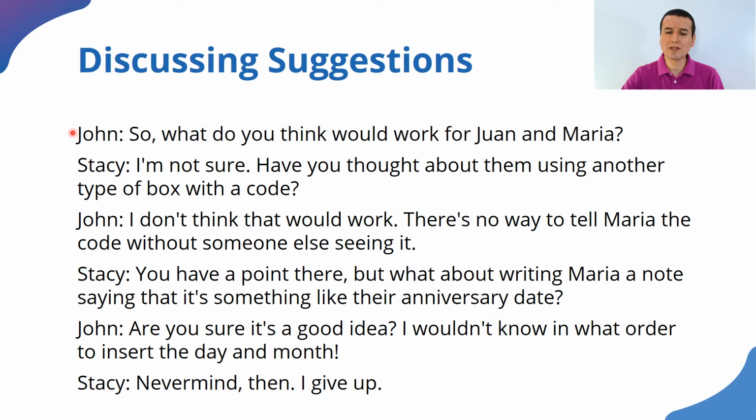John says, "So, what do you think would work for Juan and Maria?" And she says, "I'm not sure. Have you thought about them using another type of box with a code?" And John would say, "I don't think that would work. There is no way to tell Maria the code without someone else seeing it." Stacy says, "You have a point there. But what about writing Maria a note saying that it's something like their anniversary date?" "Are you sure it's a good idea?" he says. "I wouldn't know in what order to insert the day and the month." That is true. We don't know if it's December 1st, 12/01 or 1/12. Stacy says, "Never mind, then I give up." That's where the conversation ends.